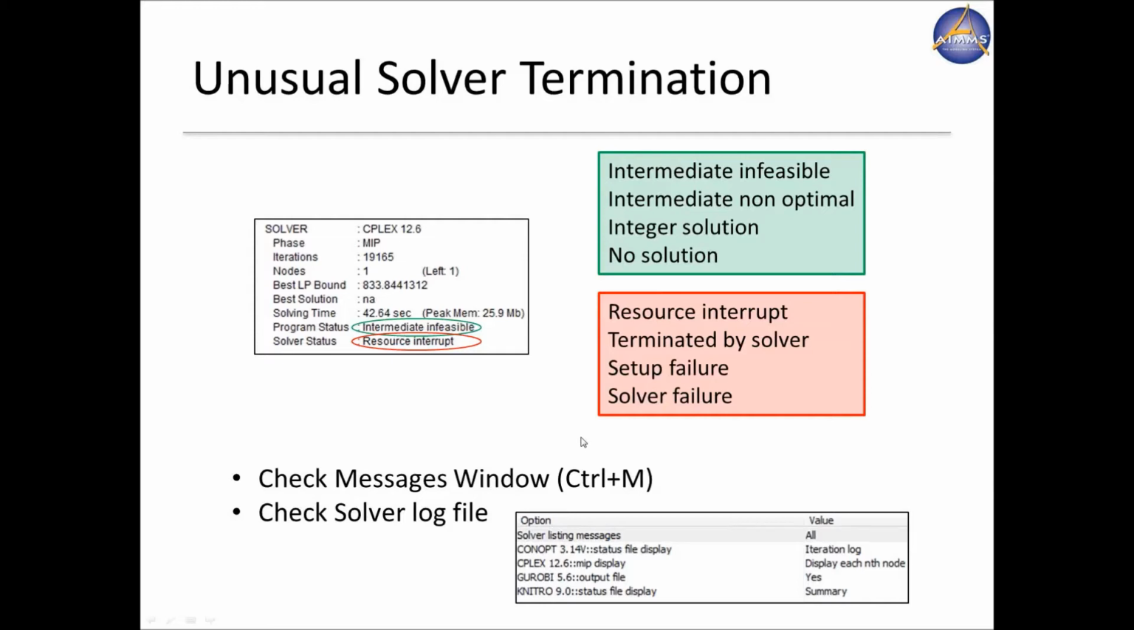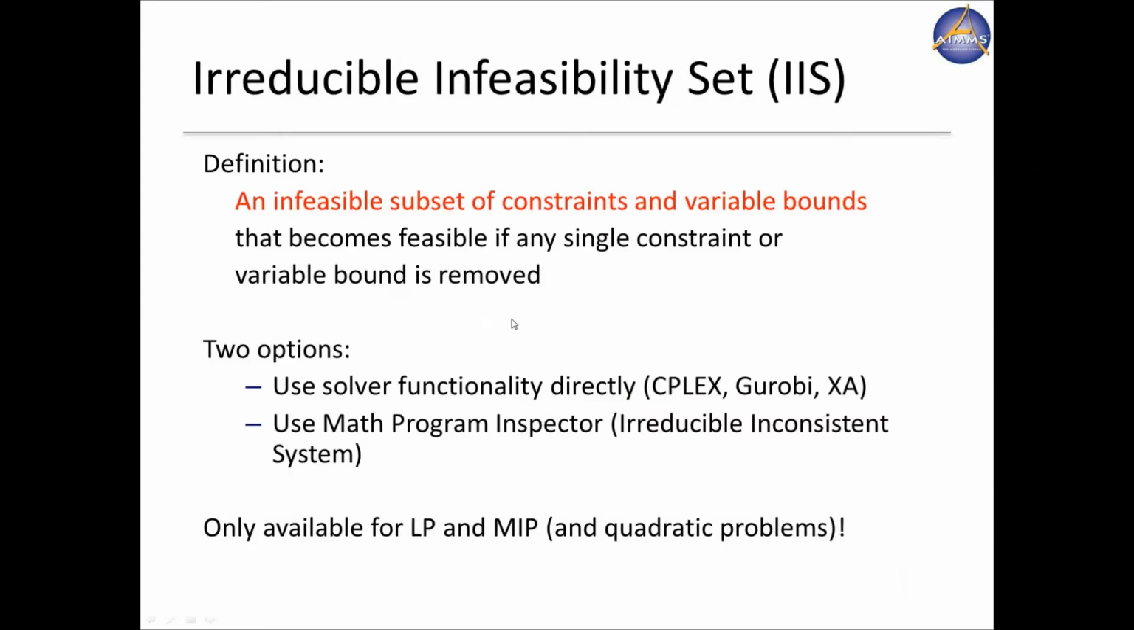Then, depending on the solver, you should set another option. For instance, if you want to use Cplex for solving a MIP, you should switch on MIP display to one of the values, for instance, display each node. If you are using Gurobi, you should switch on the option output file. And if you're using Conopt or Knitro to solve a nonlinear problem, you should switch on the option status file display. Once you have set these options, the solver or AIMMS will print a solver log file in the log folder of your AIMMS project. That file often contains a lot of very useful information and might give you a clue what's going on. So that's all I want to say about this.